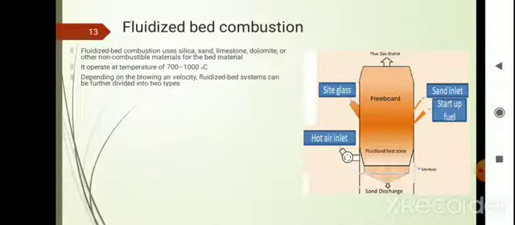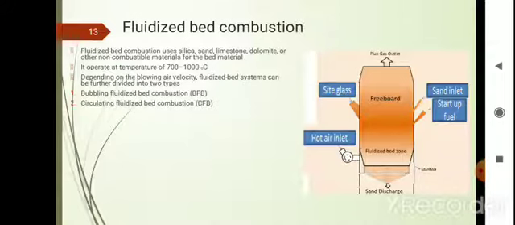And depending upon these air velocities, as we have already discussed, we are using air for converting the bed material into fluidized state. So depending upon the air velocity, we can further divide these into two categories. The one is bubbling fluidized bed combustion and circulating fluidized bed combustion. One by one we will see the difference between these two.